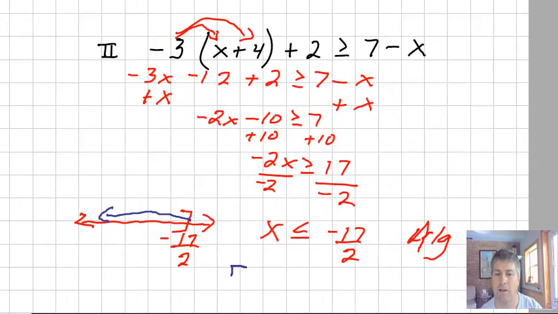And then finally our interval notation. We're going to go all the way to negative infinity. And we're going to start at negative 17 halves. And we're going to include negative 17 halves.